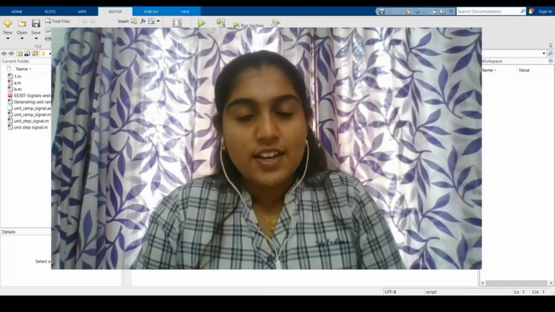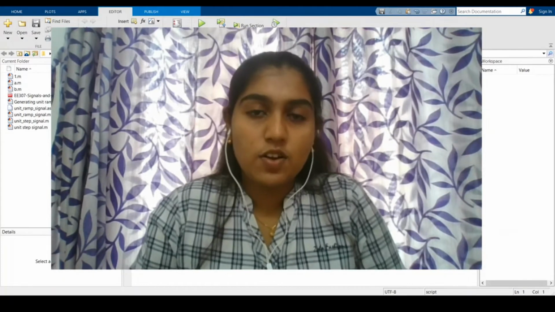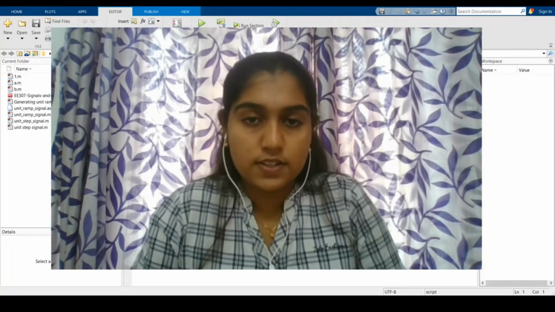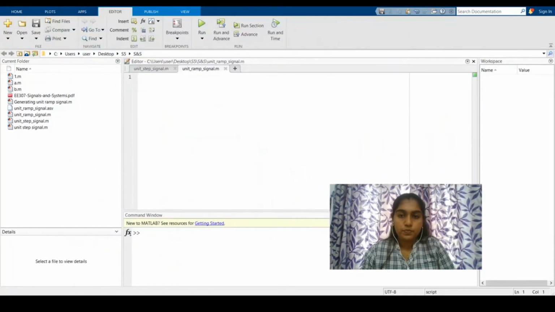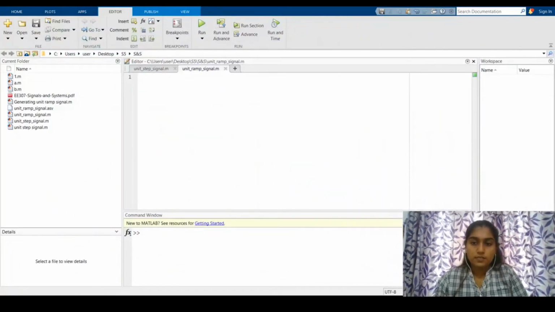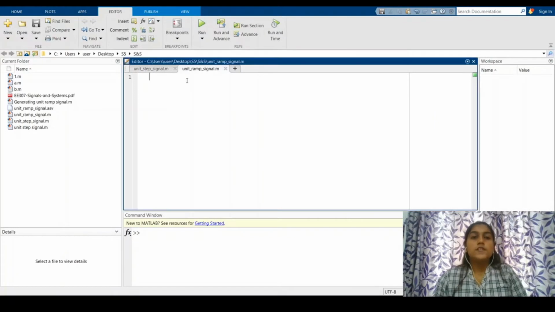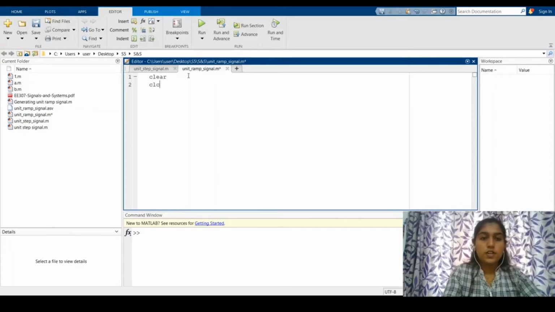Good day to all. In this tutorial session, I will be discussing how we can generate a unit ramp signal in Matlab. So let's move on to our Matlab window. Firstly, I have saved my file name as unitRampSignal.m. We can now give our clear and clc inputs. Right, so the workspace and the command window are cleared.